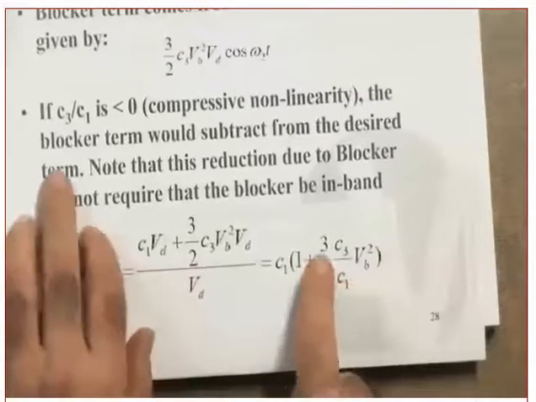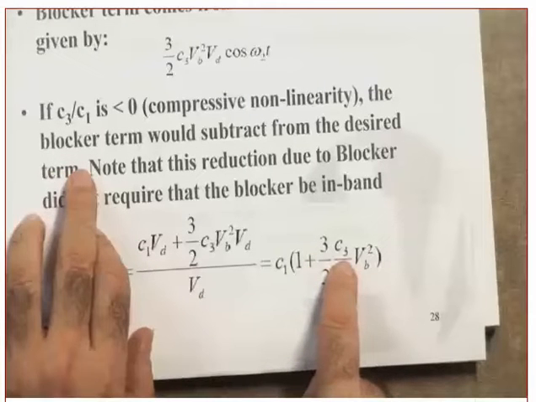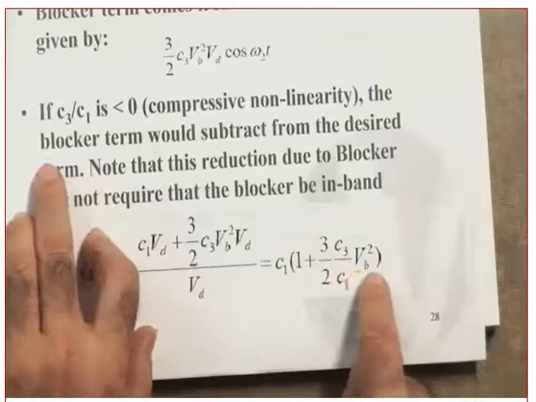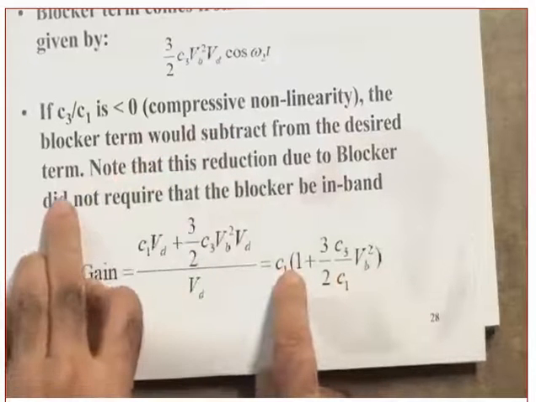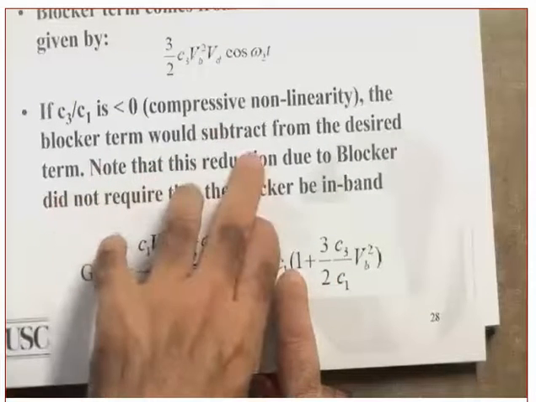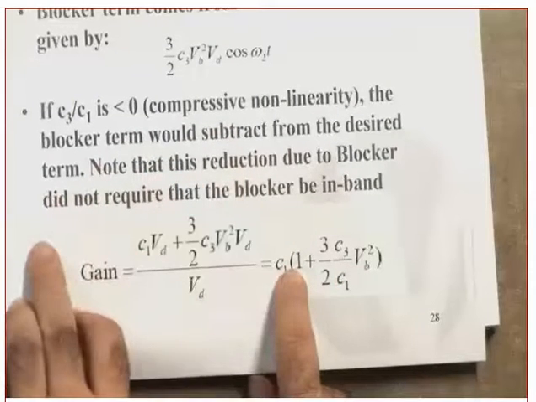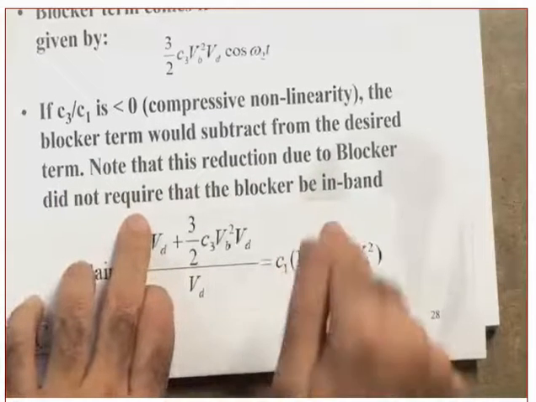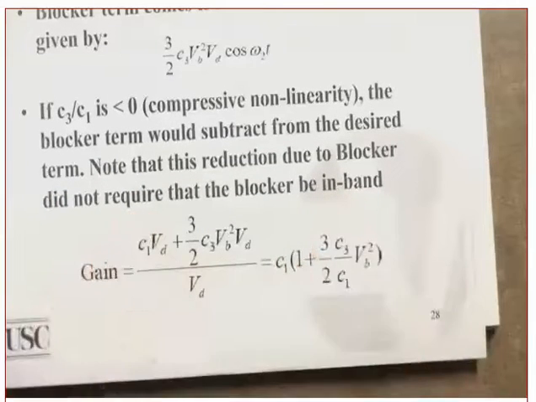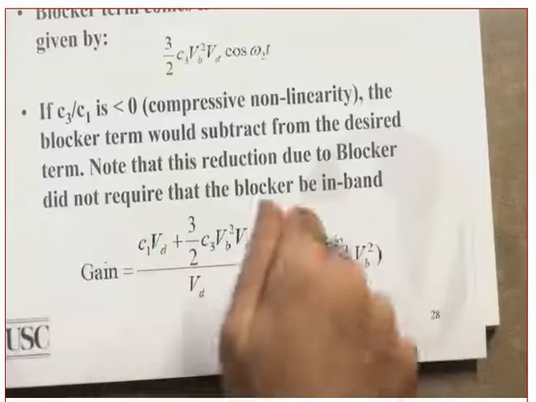If C3 over C1 is negative, what will happen? The blocker term will subtract from the desired term. That reduction due to the blocker does not require that the blocker be in band. I'm not sure, did you get this point?